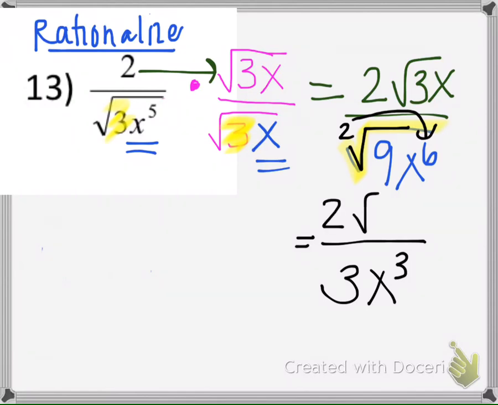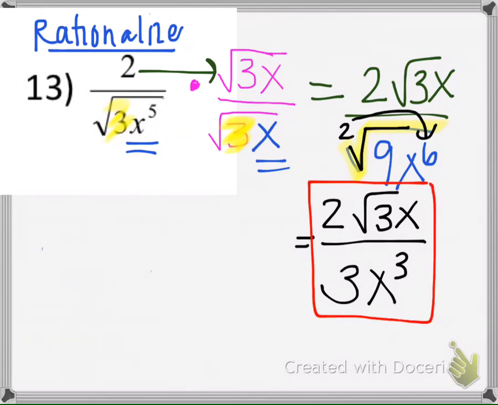And then we check and make sure that the numerator can't be simplified further, which in this case it cannot. But remember, you always check if this stuff here could be simplified, which in this problem it cannot, so that is our final answer.